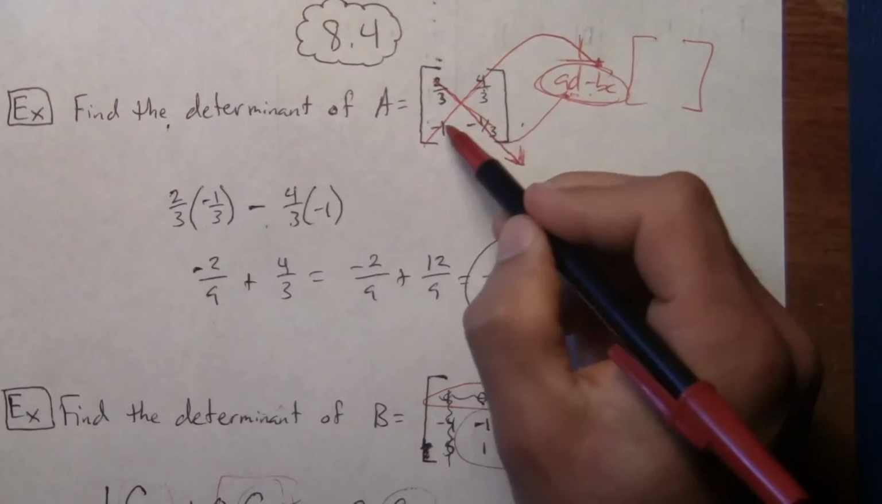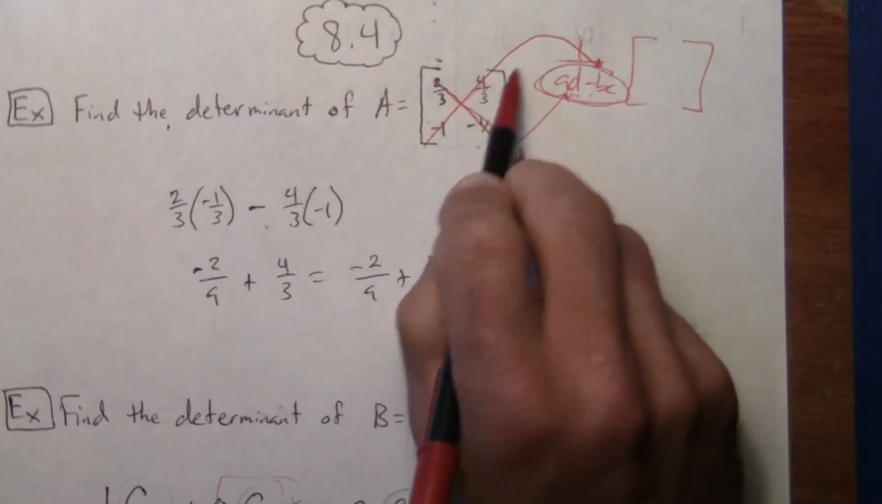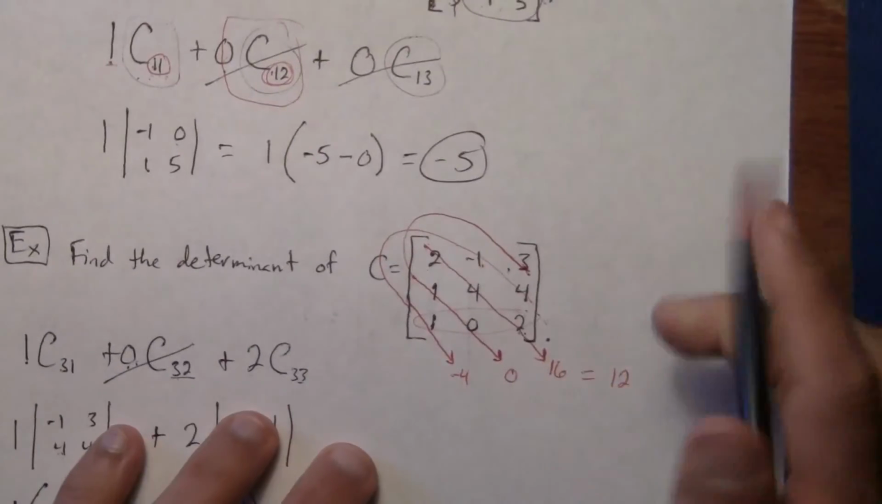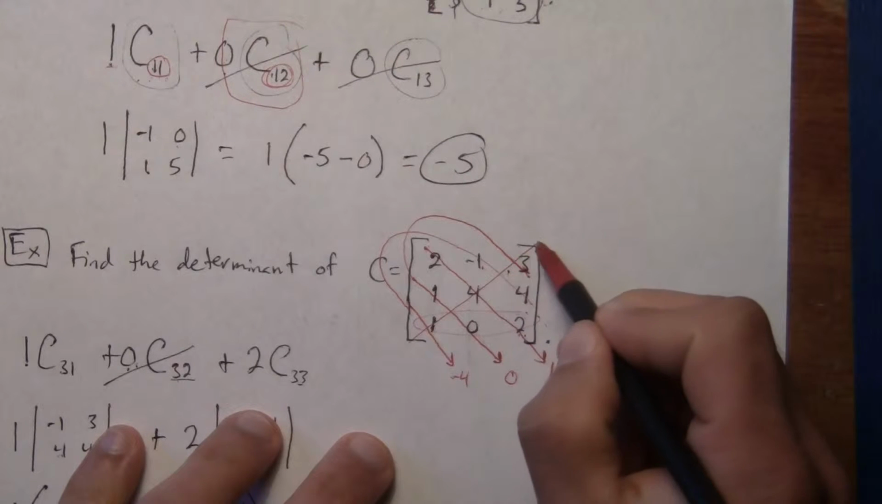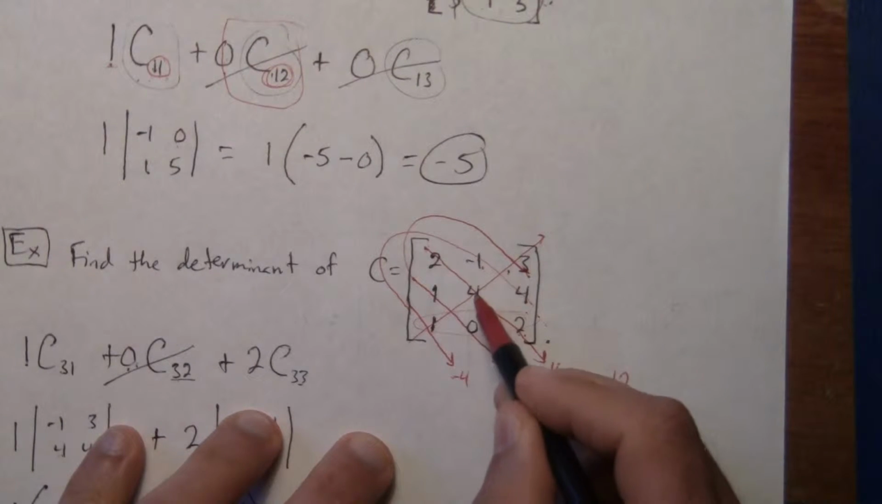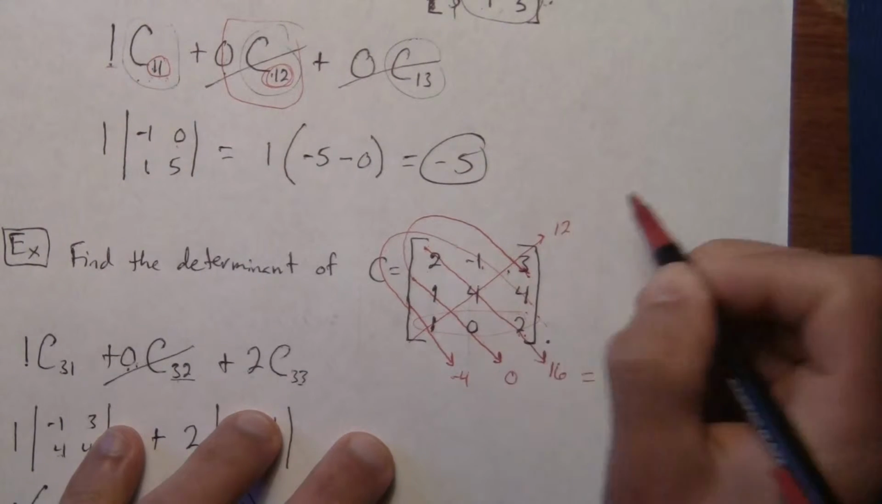Now I'm going to subtract. Now I'm going to go this direction, up and to the right. So this is one diagonal. Multiply those 3 numbers together. 1 times 4 times 3, or 12.